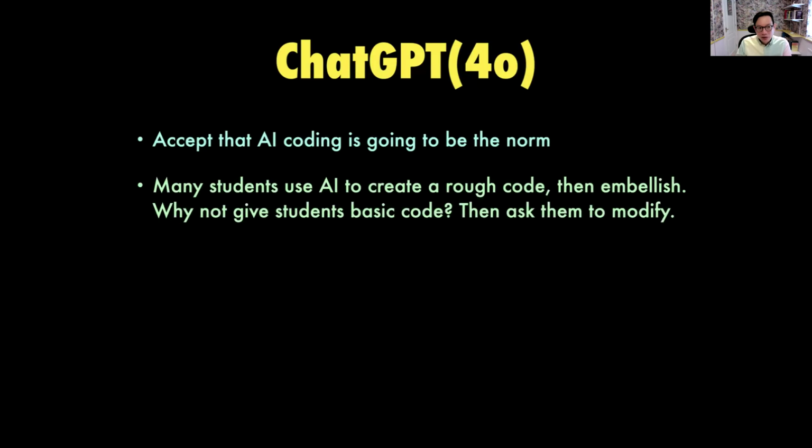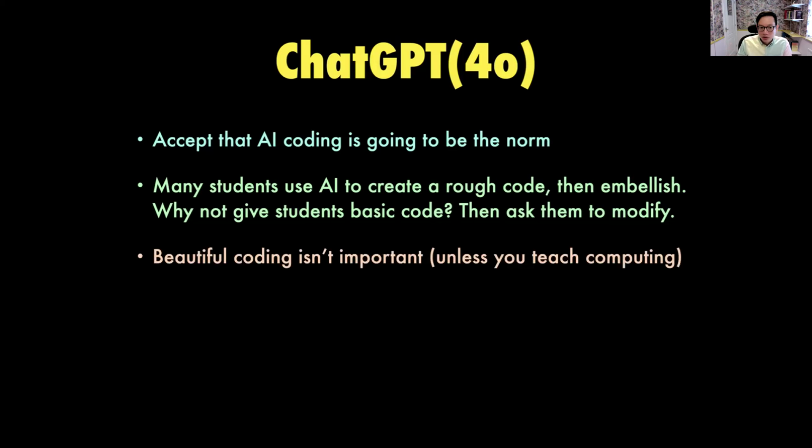Anyway, if you want some mathematical payoff, it's not about the code, it's about what else? What does the code tell you? Beautiful coding isn't important unless your module is computing. Then, okay, you want to say, you've got a lot of redundancies in your code. You've done this wrong. This is very inefficient. You've got machine epsilon problems going on.